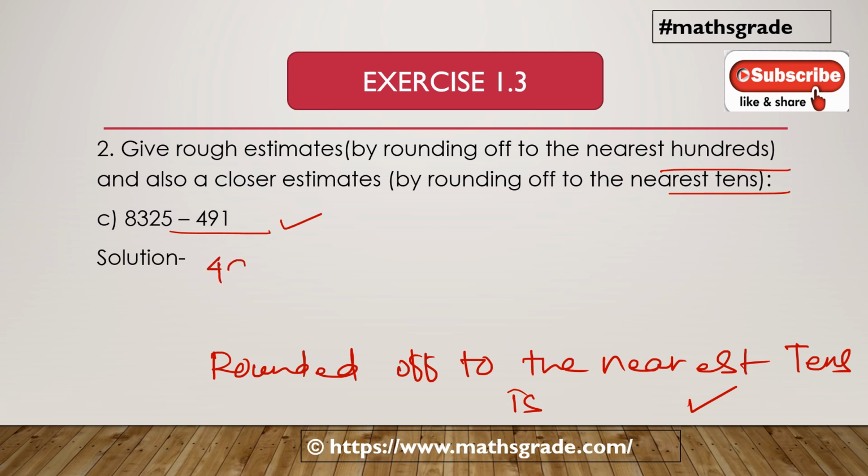Now 491, we round off this number to the nearest 10. In 491, the unit place digit is 1. 1 is less than 5. So just write down 9 as it is and write down 0 in the unit place digit. That is 1 changes to 0. So 491 rounded off to the nearest 10 will be 490.